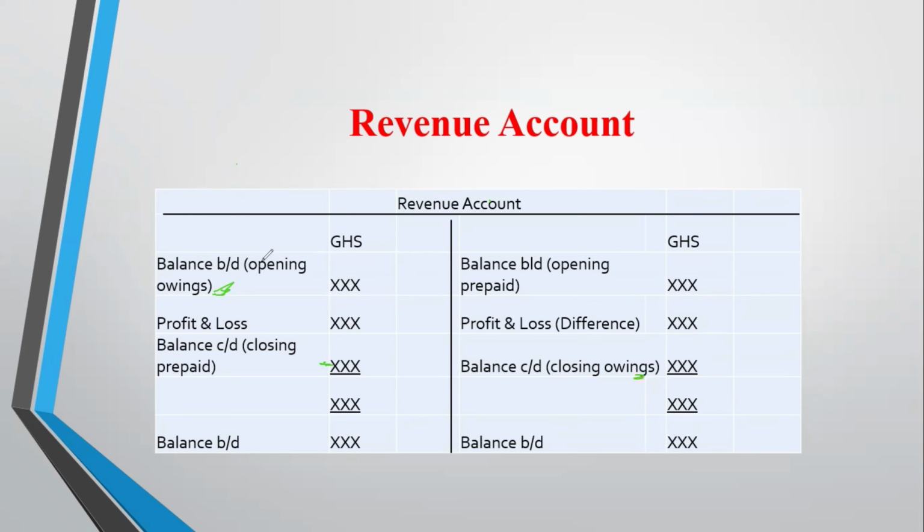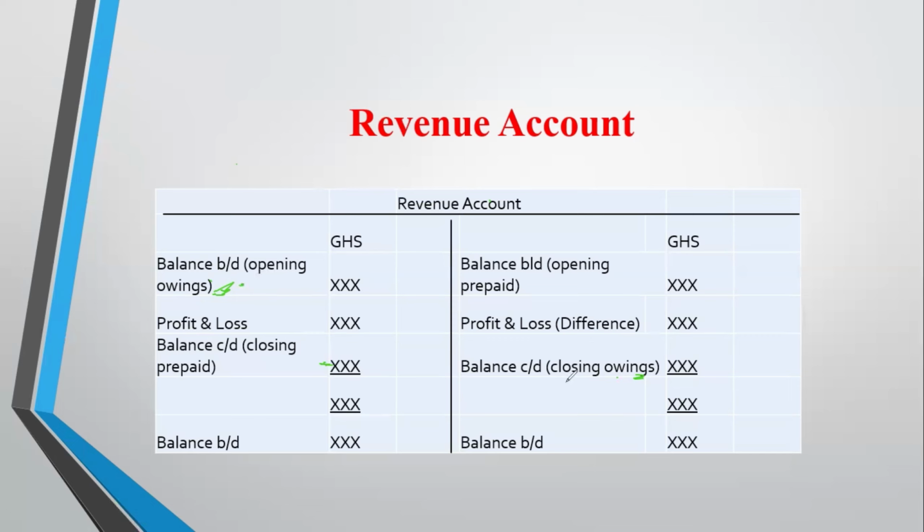As soon as you see this, sometimes there will not be any closing owings. If there is no closing owings, don't worry about it. Just put the balance there. So opening owings for revenue will be on the debit side, and closing owings for revenue will be on the credit side.